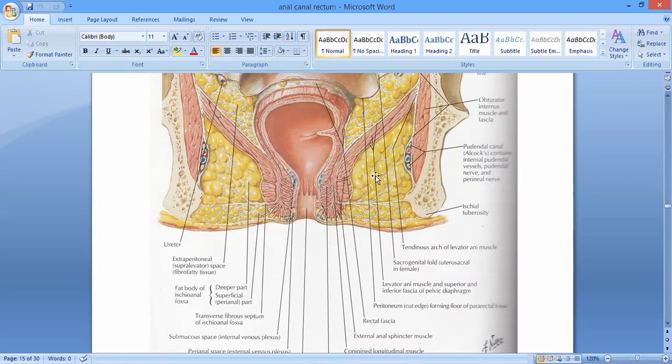and then on both sides, we have this ischiorectal fossa, which is filled with fat, right? So posteriorly, it is related to the anococcygeal body, and laterally, it is related to the fat-filled ischiorectal fossae, right? Okay.